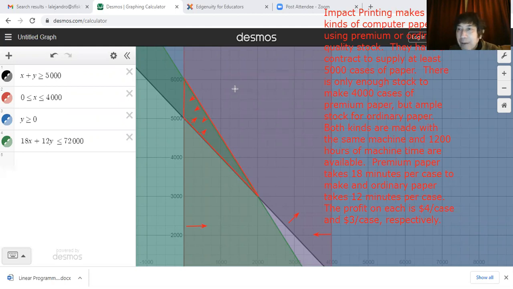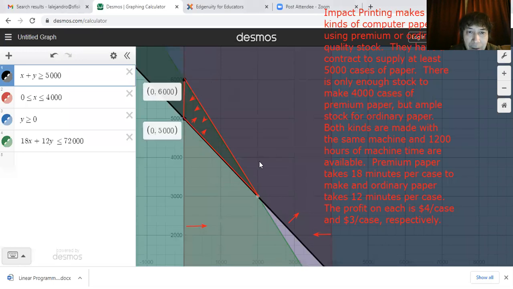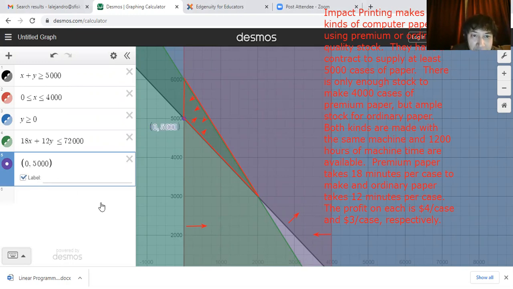So we're going to compute from these 3 points here. One over here, one over here, and another down here. So let us list these points. We have 0 and 5,000, and let's place a label there. That's our first point.